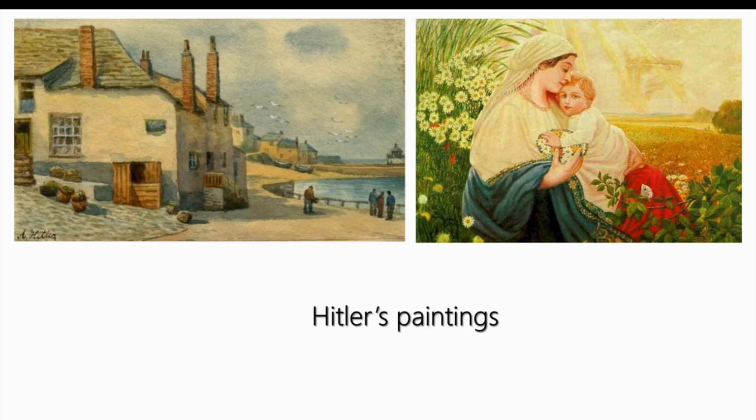And you know what? Hitler was actually pretty good at drawing. But the school had very few spots, and there were so many talented artists at the time, so in the end, the Academy did not accept him. Here are two of his paintings.